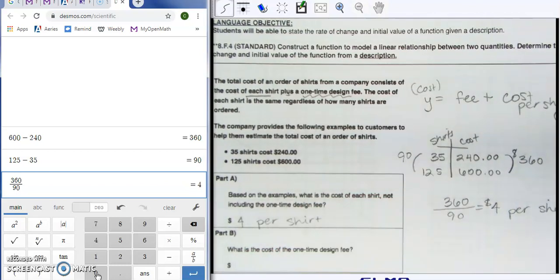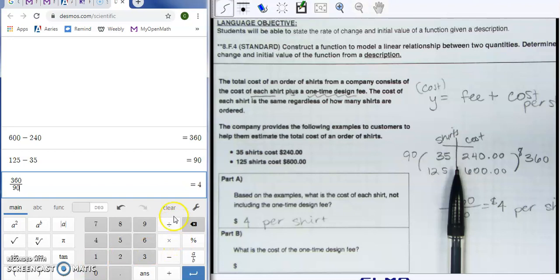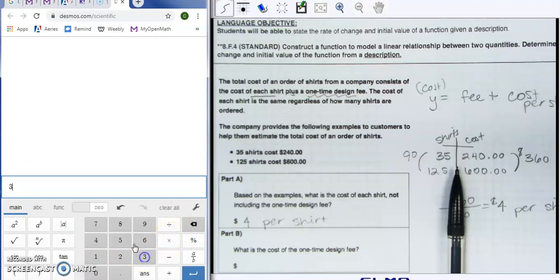Okay, but that's not all they charged, because if I had $4 per shirt, let's just try with 35 shirts. So I'm going to clear this and clear all. So if I had 35 shirts and they cost $4 each, I should have only paid $140, but I didn't.